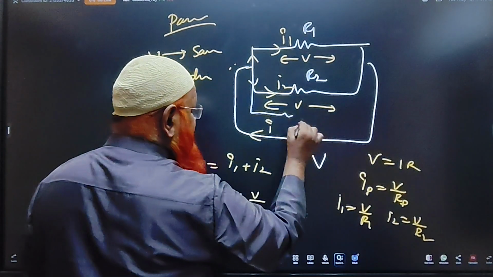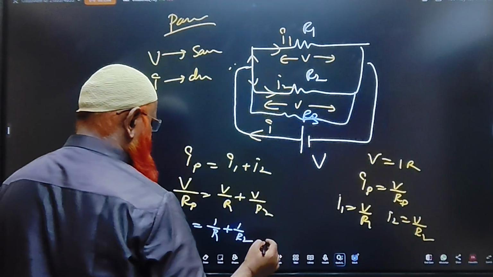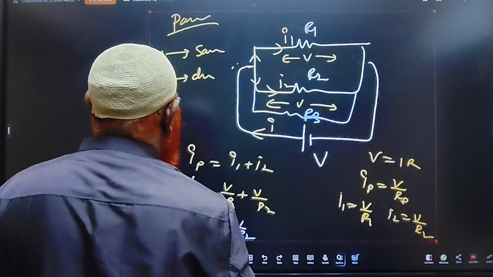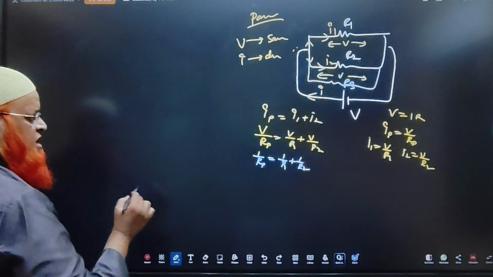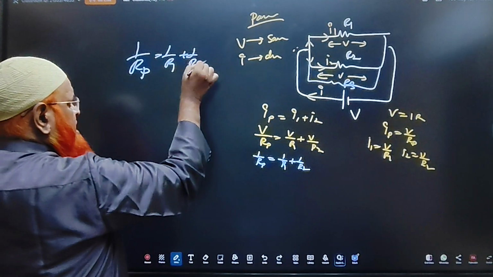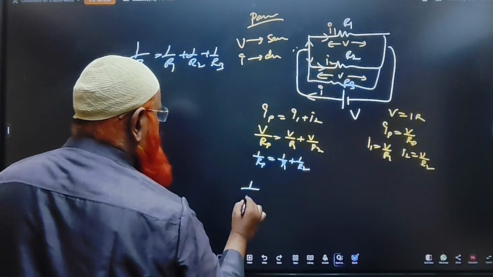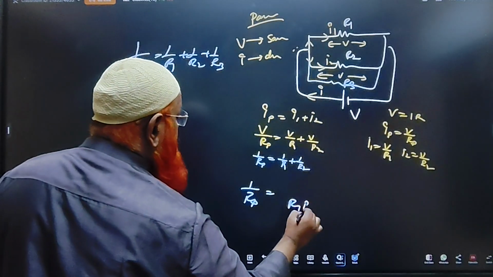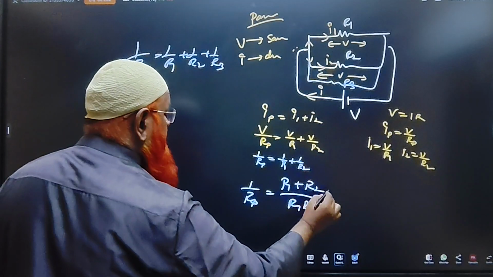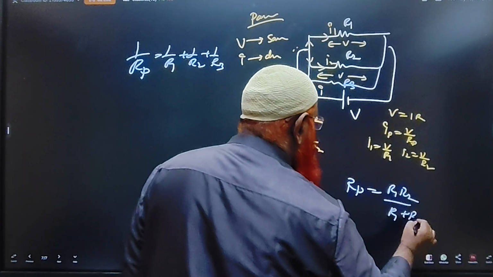If one more parallel connection is given, which is taken as R3, what are we going to get from this? 1 by R parallel is equal to 1 by R1 plus 1 by R2 plus 1 by R3. For two resistances, just take the LCM. 1 by R parallel is equal to R1 plus R2 over the product R1 R2, the LCM being the product. Therefore R parallel is nothing but R1 R2 by R1 plus R2, isn't it?